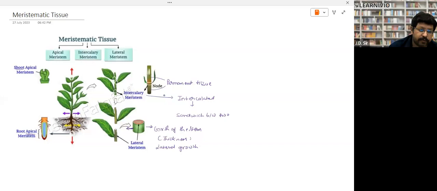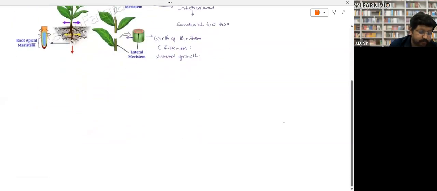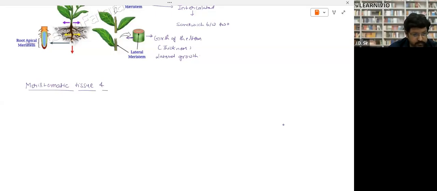Now, what we need to know are some properties, the characteristics of meristematic tissue. Please note it down. Put the heading meristematic tissue and their characteristics.